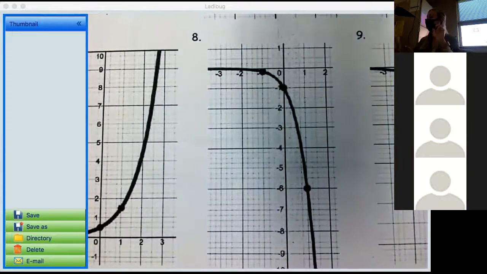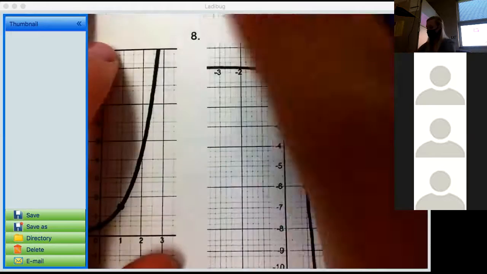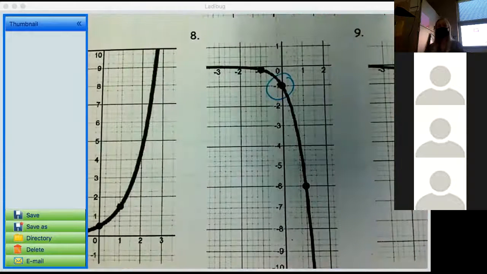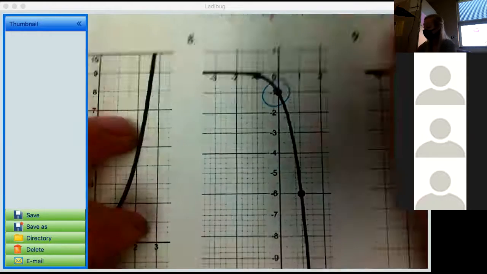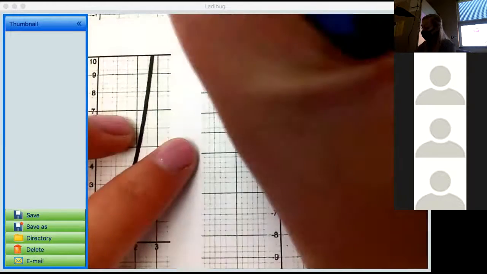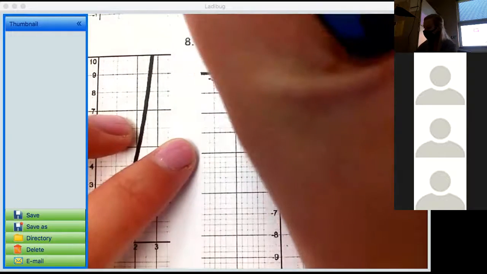All right, so first thing you should check is the what? Y-intercept. Where is the y-intercept of the parent function? Good, positive one. It's up here, right? And it looks like this.